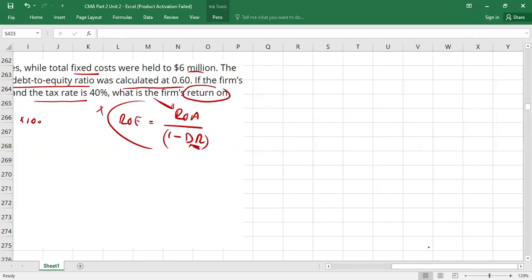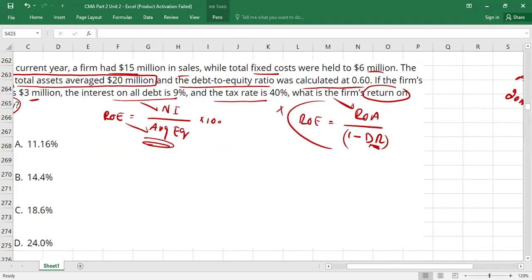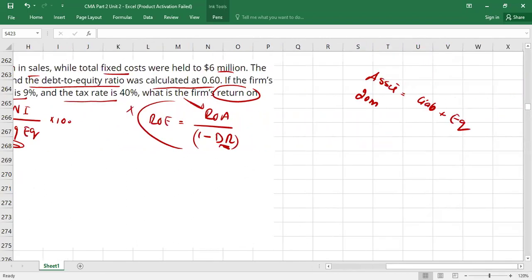Average equity. So guys, first of all, to get the equity, I will write the equation: assets equals liability plus equity, because the equity value is not given straight away, right? See the sequence of how I'm solving the question, guys. Assets are given: average assets 20 million. If you recheck here, it's given here, total assets, 20 million.